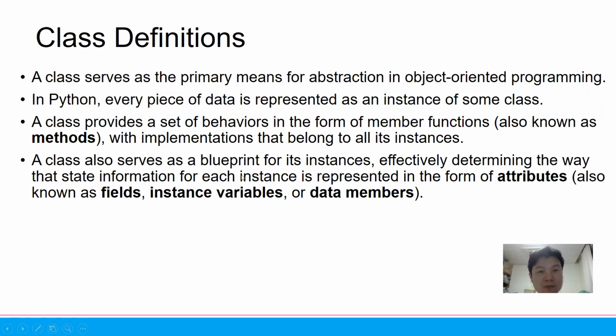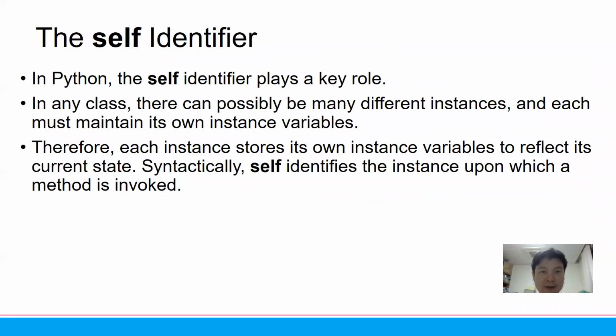A class also serves as a blueprint for each instance, effectively determining the way that state information for each instance is represented in the form of attributes. So we have the attributes now. In the previous example, you don't have any attributes, but later we will deal with the attributes. Some literatures mention it is fields. Some other literatures mention it is instance variables. Some other mention data members. Then it is okay. All are the same. It's only the name from the literatures. I'm going to say data members, but sometimes I will just use attributes for easy understanding.